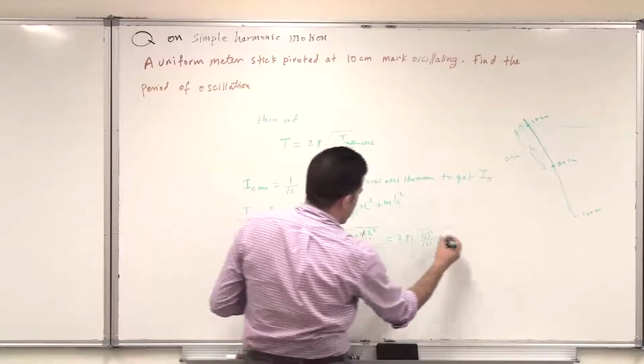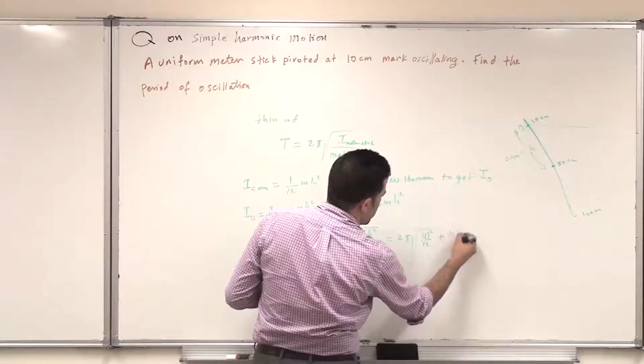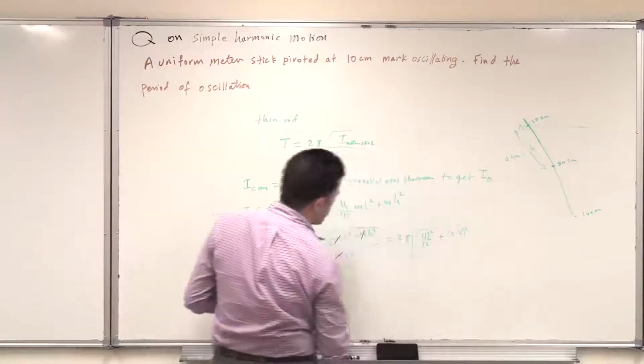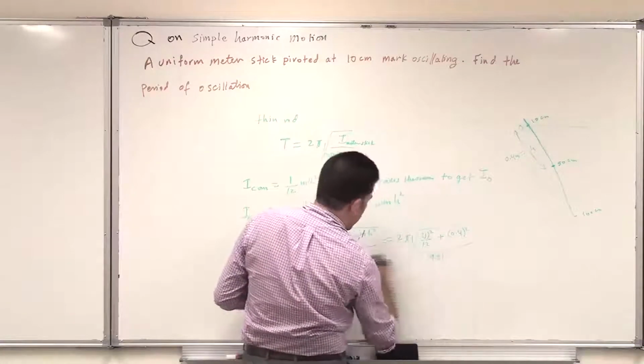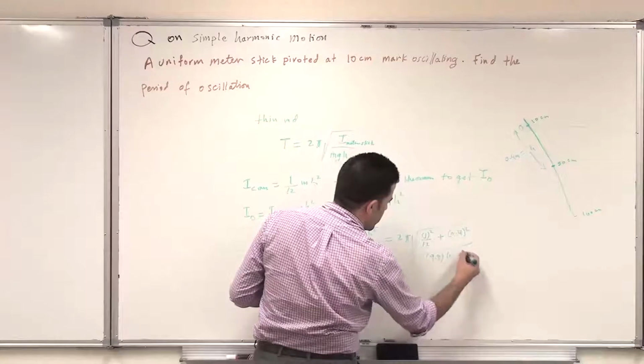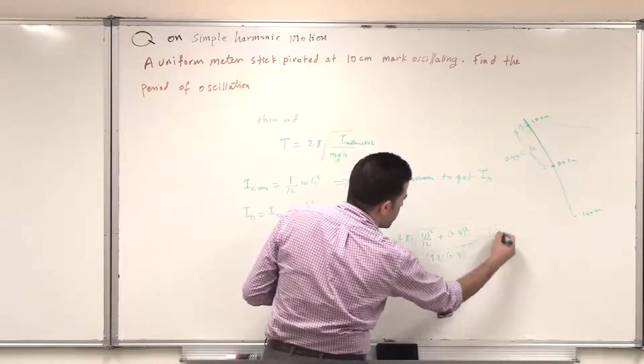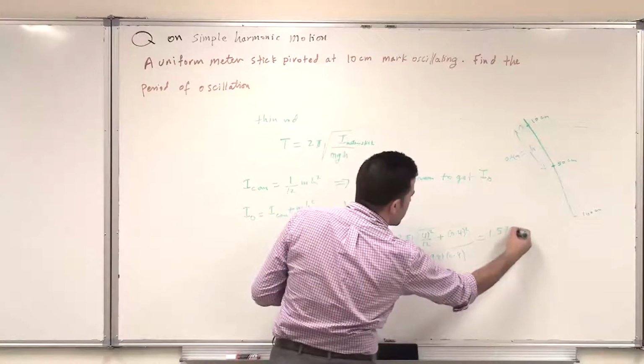So we can here say it's 0.4 square, divided by 9.8 multiplied by 0.4, and this will give a period of 1.57 seconds.